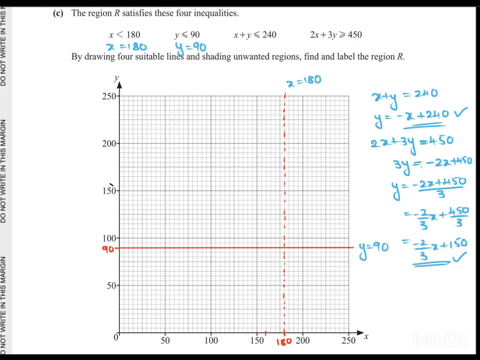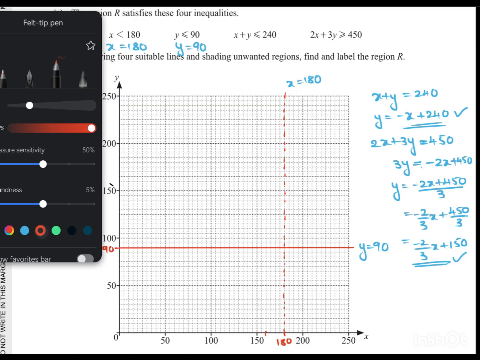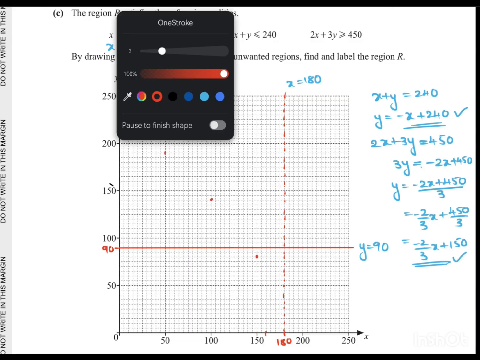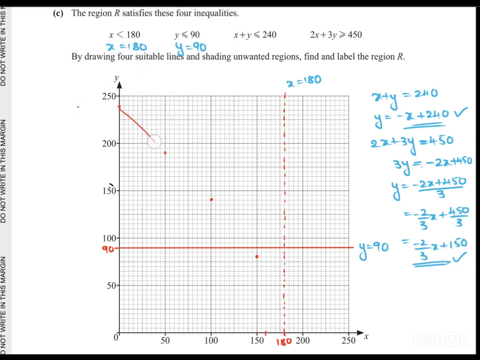Next, x plus y. I wrote it in the form of mx plus c, so m is minus 1 and the y intercept is 240. Let me mark the y intercept first. 240 will be 2 boxes below, this is 240. Minus 1 will be below here, and my plus 1 will be right here. Next point, minus 1 plus 1, minus 1 plus 1. Use the bold line again to make this join.